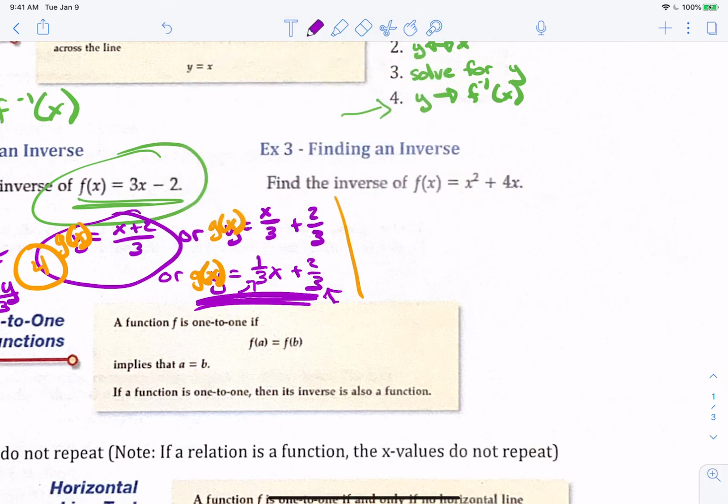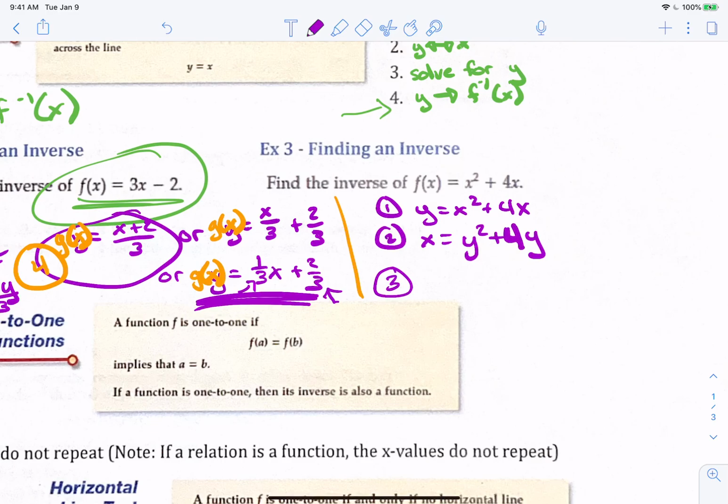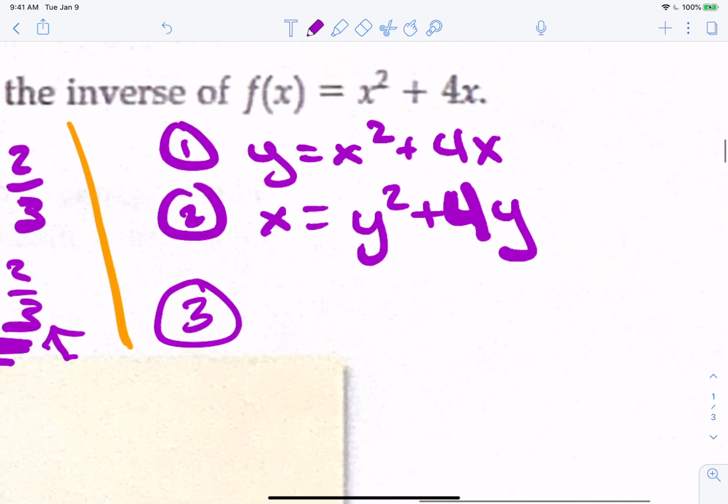Here we go. Step number 1, rename it. y equals x squared plus 4x. Okay. Step number 2, x equals y squared plus 4y. Oh, my 4's and my y's look kind of the same. Step number 3, we want to get y by itself, right? How do I get y by itself when there's 2 y's? I have a y squared plus a 4y.